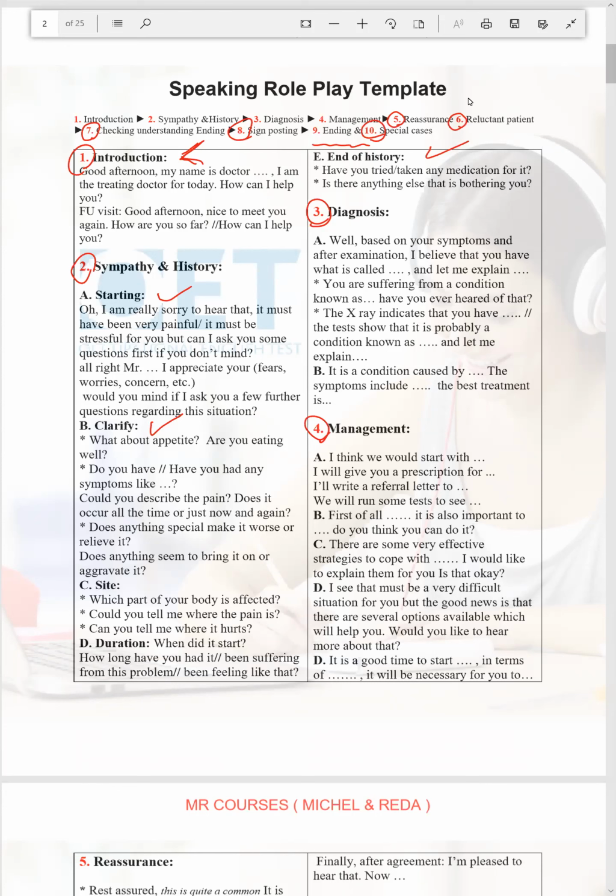But in a follow-up visit, here you will ask him about his name. You will tell him, how can I address you? May I address you, sir? He will tell you the name. In a follow-up visit, you will tell him, good afternoon. Nice to meet you again. How are you so far? Oh, it's been a while. How can I help you today?